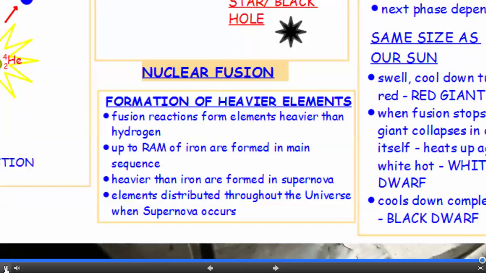Now, how are heavier elements formed during a star's life cycle? Heavier means heavier than hydrogen. Now, any element up to the relative atomic mass of iron can be formed in the main sequence phase of a star's life cycle. But if it's heavier than iron, then that's formed in a supernova. And the elements will be distributed throughout the universe when the supernova occurs.